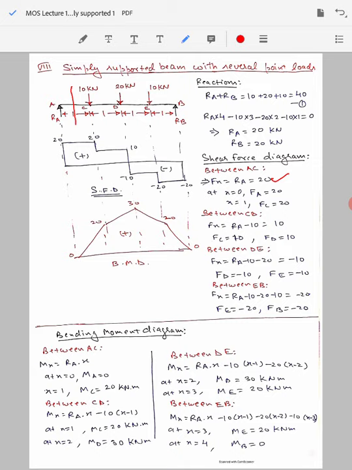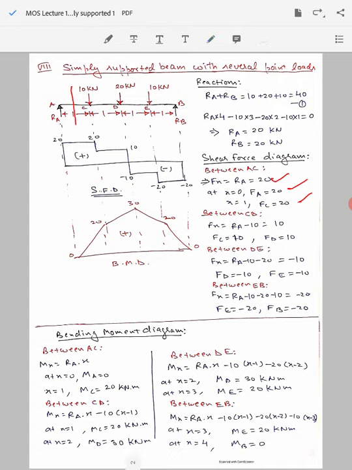It is not dependent on x, so at both the extreme segments of this particular part, at x equal to 0 and x equal to 1, you are going to evaluate the value of shear force. F at A is equal to 20, F at C equal to 20.